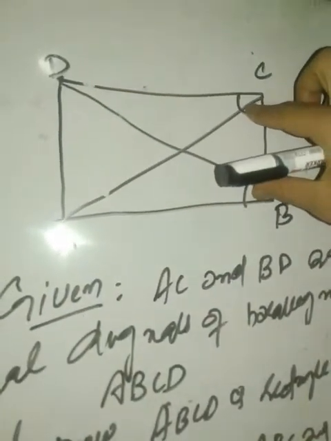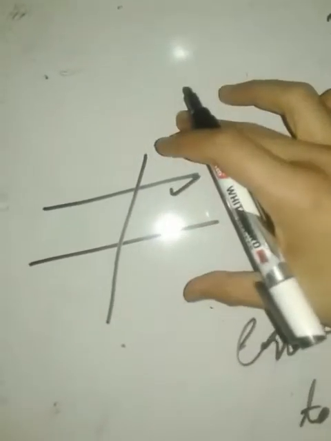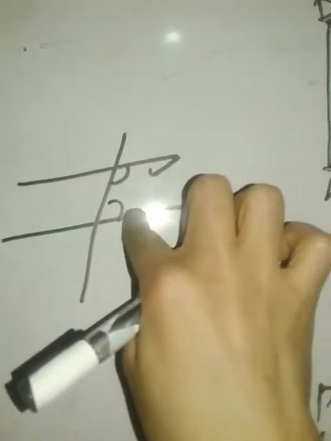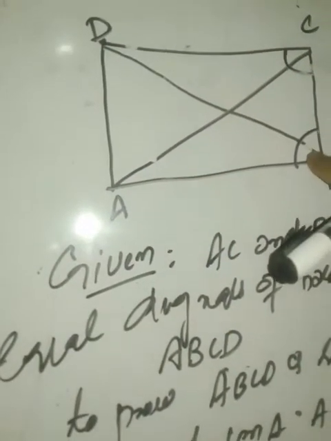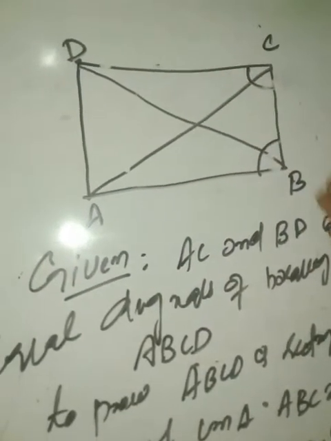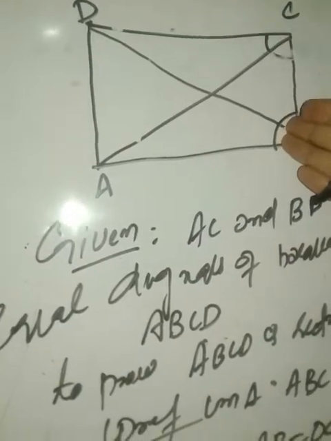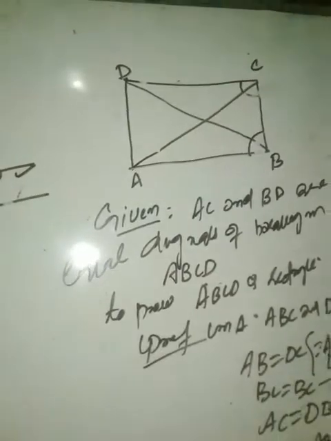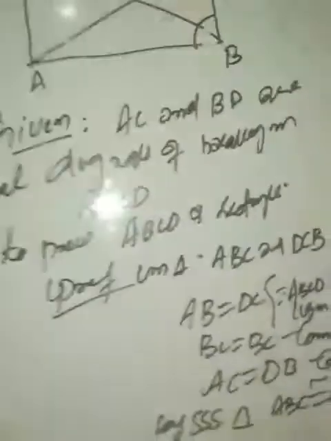But have a look, what kind of angles these two are. If I recall the lines and angles concept, if a transversal intersects two parallel lines, then consecutive interior angles are supplementary. This angle and this angle are consecutive interior angles. DC is parallel to AB, CB is transversal. So these angles form consecutive interior angles. Consecutive interior angles are always supplementary. We have also already discussed this concept.